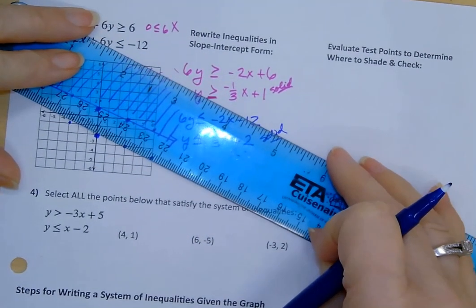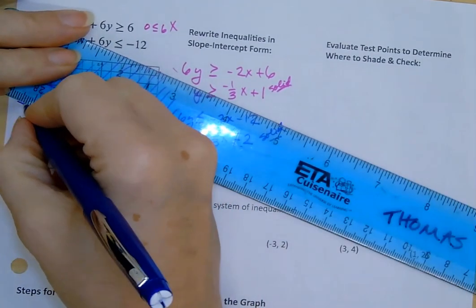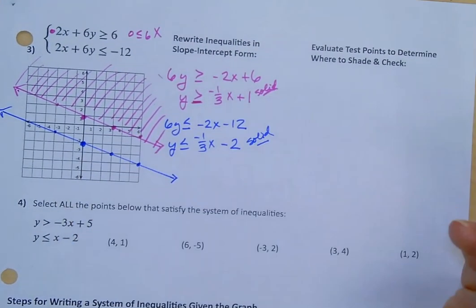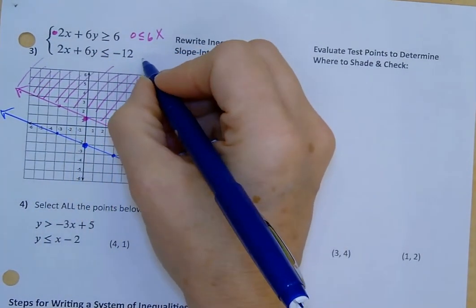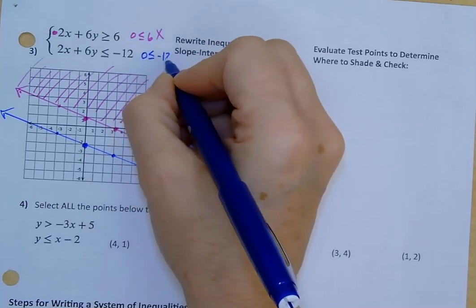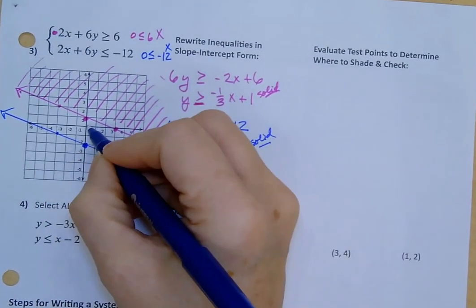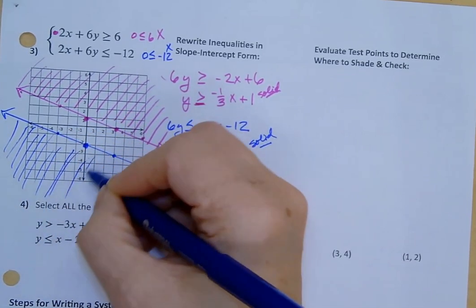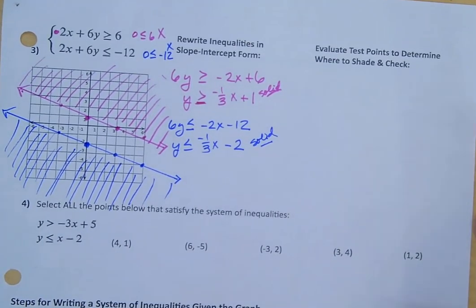ruler. Solid line right there. I need a test point. Okay, I'm going to use my test point 0, 0 and see if that works. Up here on the original statement, 0 plus 0 is less than or equal to negative 12. 0 is less than or equal to negative 12. Well, that's not true. So that means 0, 0 doesn't work for my blue line. And so that means I can't shade on this side. I'm going to have to shade below. All of the points below that line would work for my blue inequality statement.